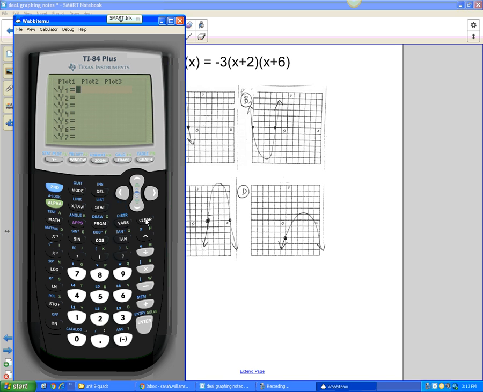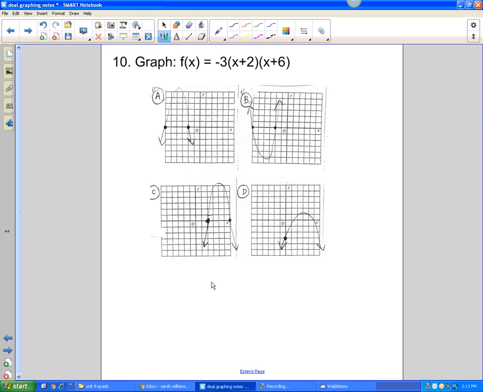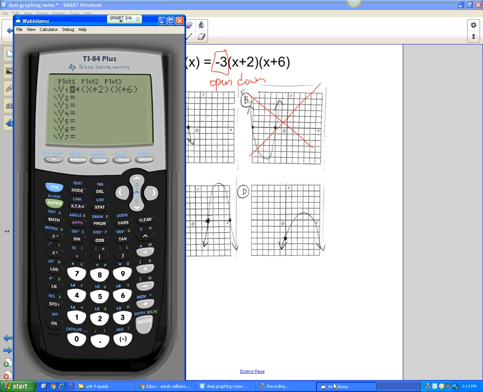All right, so we'll put in negative 3, parentheses, x plus 2, parentheses, x plus 6. Now, before I hit graph, I want you to realize something. Since there's a negative out front, it is going to open down. Does A open down? Yes. Does B open down? No. So you can automatically cross that one out. C opens down and D opens down. All right, so now let's hit graph.